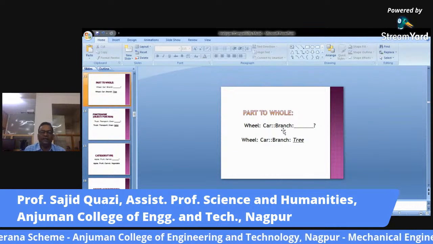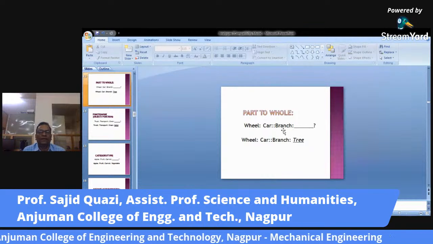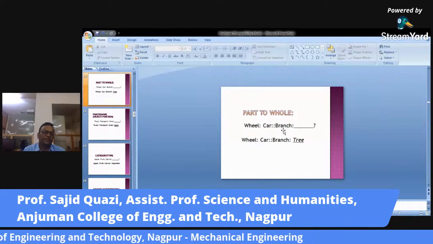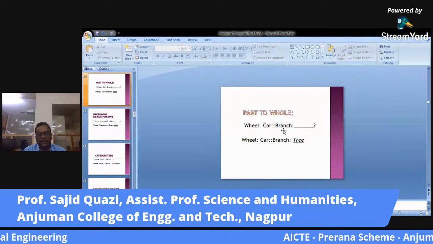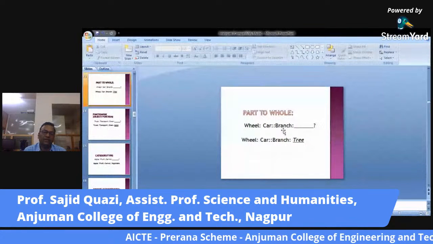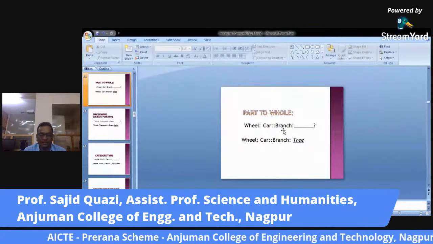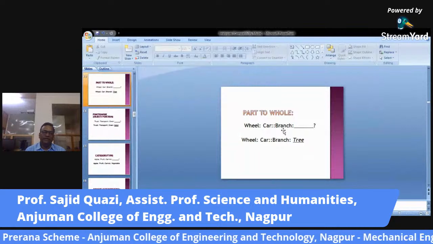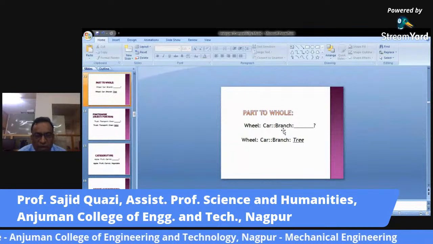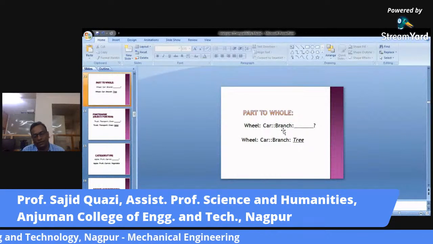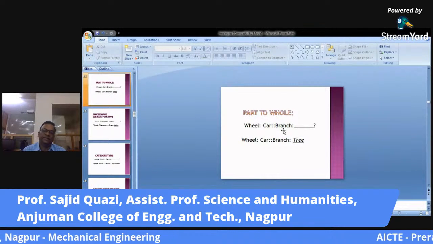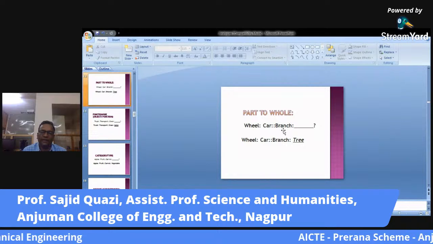As I had told in the beginning of this lecture also, the part to whole section also comes in examinations. You need to understand part to whole. Wheel equal to car. Wheel is a part of a car. Then branch is also a part of a tree. So the answer would be tree. The part and whole relationship. Suppose the whole is given first and you will have to connect the remaining part, then also you will have to follow the same tactics so that you can easily understand. You're getting all, my dear students.